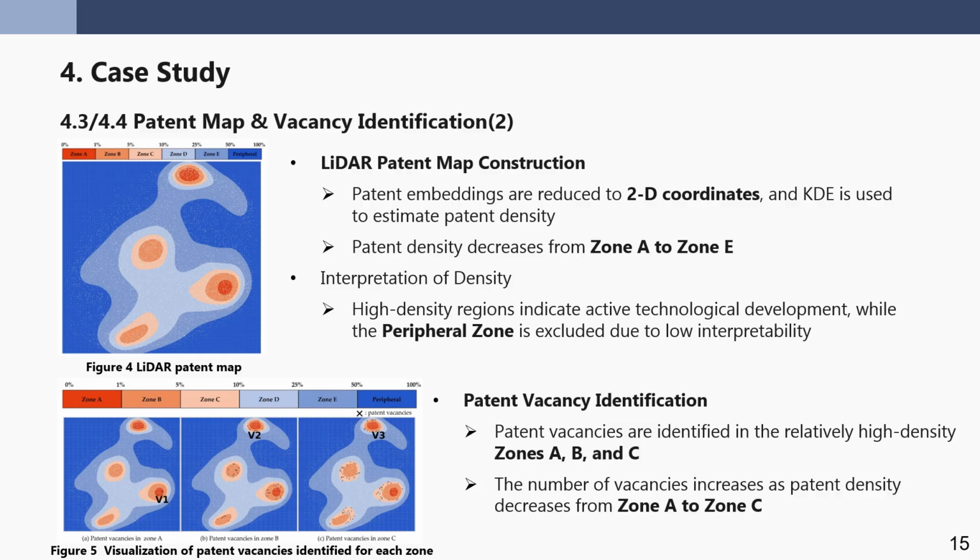The lower figure shows the patent vacancies identified in zones A, B, and C. As shown by the X marks, the number of vacancies increases as patent density decreases. This suggests that lower density regions contain more unexplored technological spaces, while high density regions have relatively fewer vacancies.